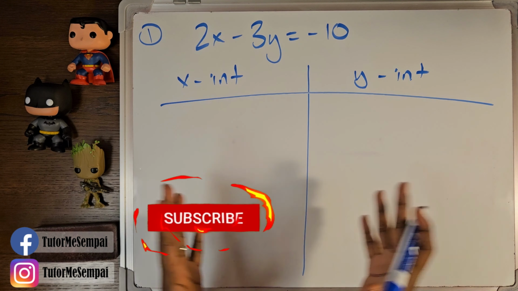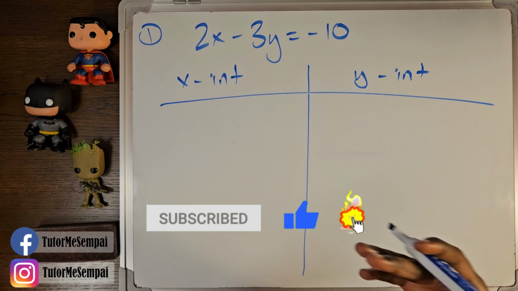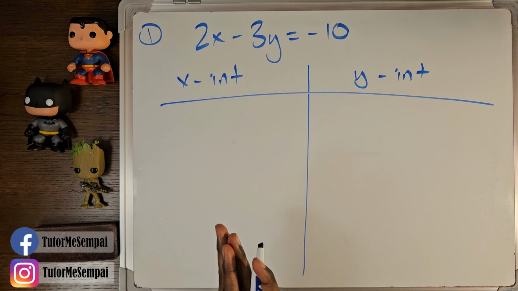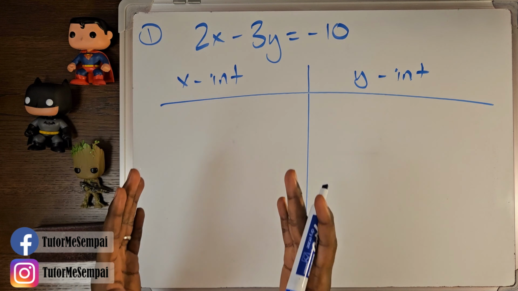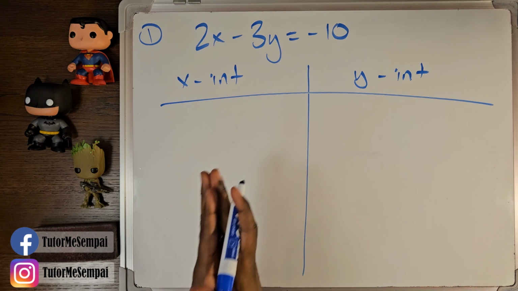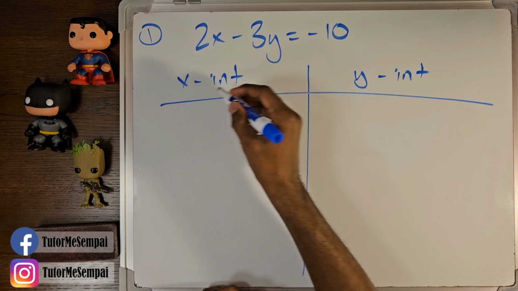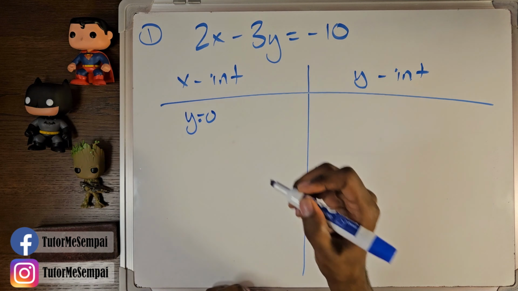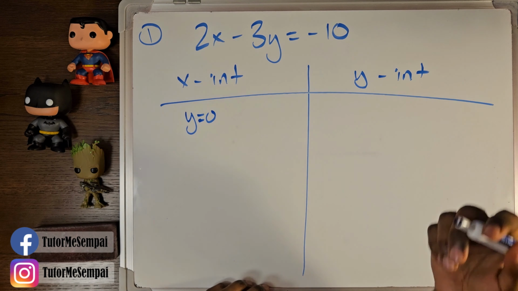So for our first example, we have the linear equation 2x - 3y = -10. And we want to find both our x-intercept and our y-intercept. We're going to start with our x-intercept. Now remember, we said if we're trying to find our intercept, we set the other variable equal to what? 0. So for our x-intercept, our y is going to be 0. I recommend you do that automatically so you don't get confused.